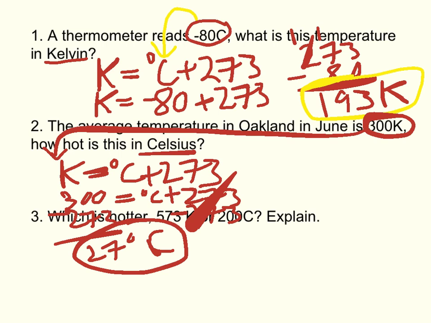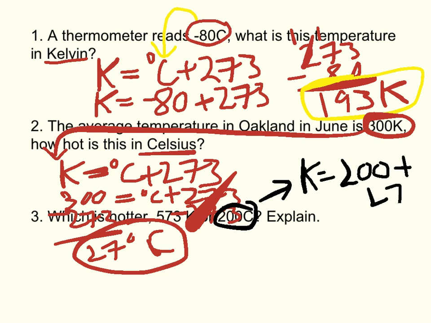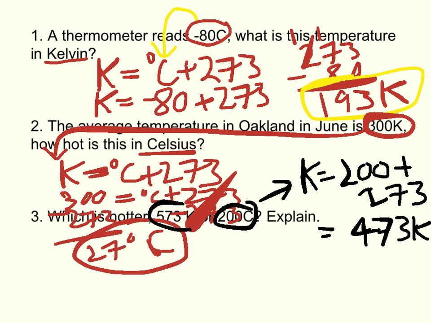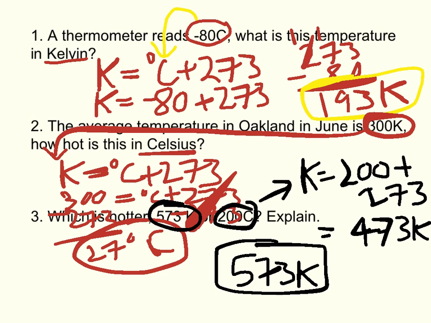I'm just going to go ahead and plug in 200 Celsius into the equation. K equals 200 plus 273. So that gives me 473 Kelvin. So which is hotter, 573 or 473 Kelvin? Well, 573 Kelvin. So if you explain that in one complete sentence, that would be the correct answer for number 3.